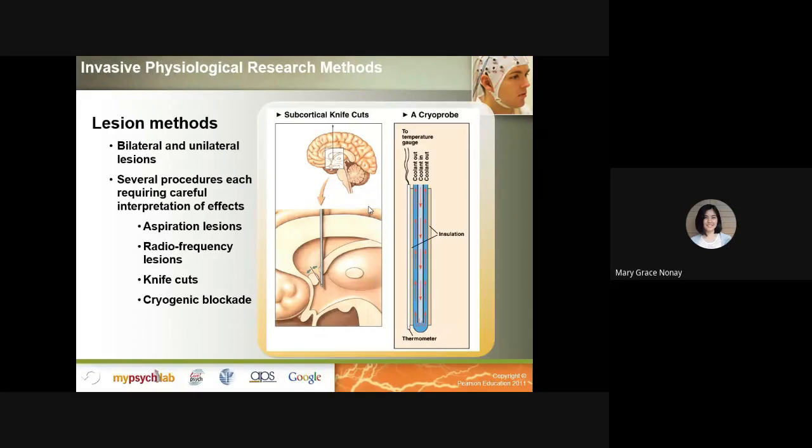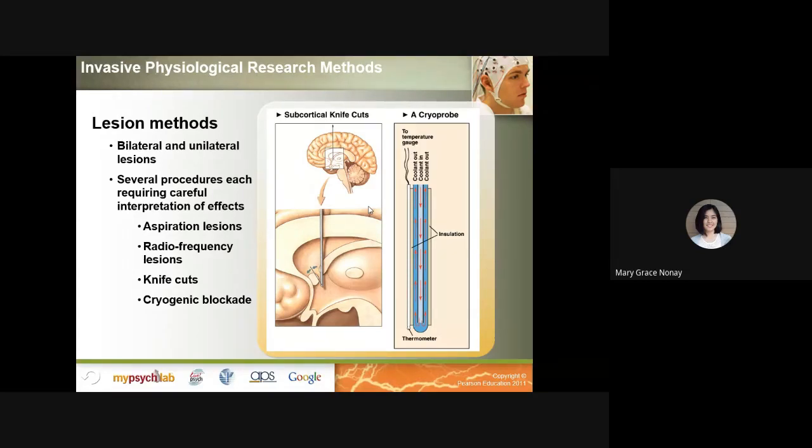So, the temperature is maintained above the freezing level, so there's no structural damage. Then, when the tissue is allowed to warm up, normal neural activity returns. So it is functionally similar to a lesion in that it eliminates the contribution of a particular area of the brain to the ongoing behavior of the subject. And it's sometimes referred to as a reversible lesion.